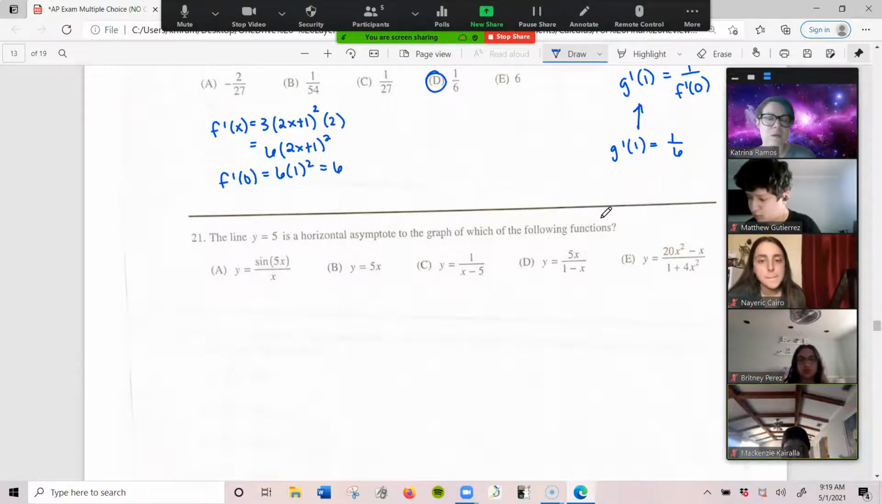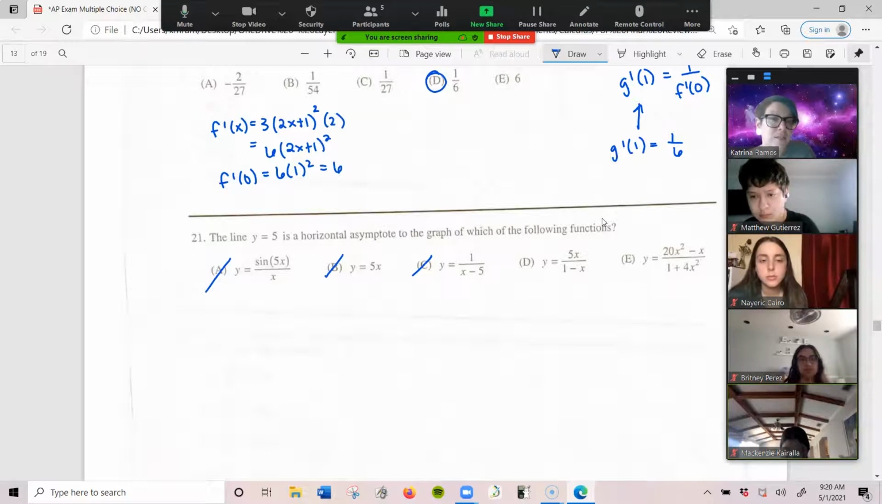Yeah? Okay. So it can't be A, because here in the numerator it's sine, and so when you're trying to figure out the degree, it's not going to match, and we won't be able to find that horizontal asymptote. It can't be y equals 5x because that's a line, it doesn't have a horizontal asymptote. It can't be C because the degree of the numerator is 0 since there's no x, so this has a horizontal asymptote at y equals 0.